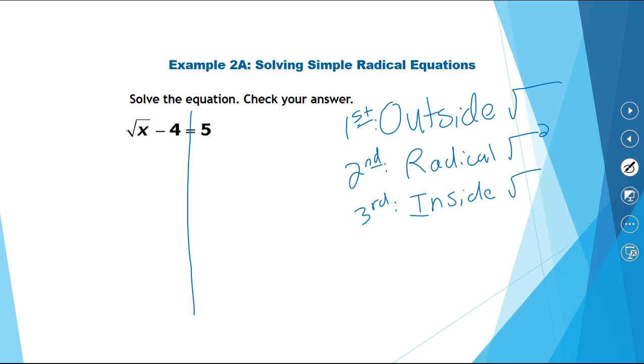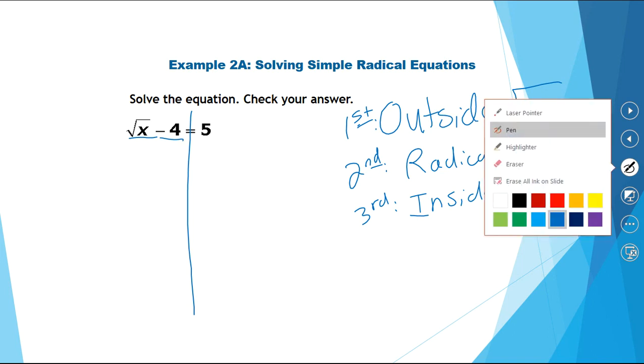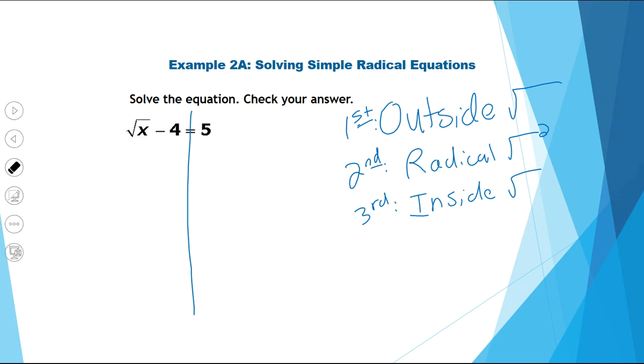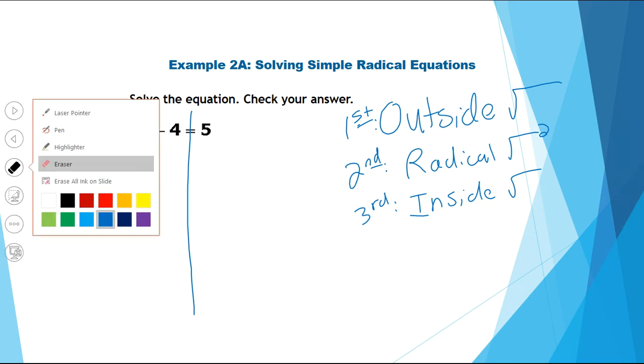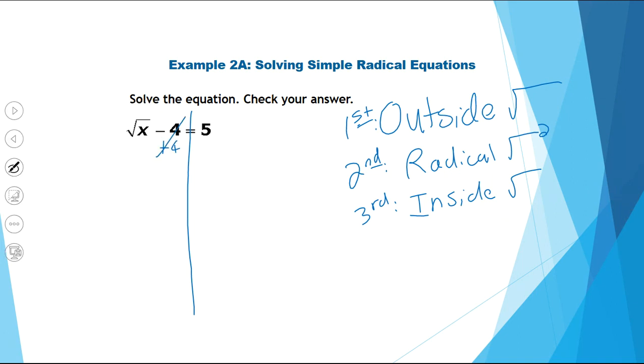So let's follow this thought process. Let's find anything that's outside the radical sign. So my radical is here, square root of x. This minus 4 is on the outside. So I'm going to have to take care of this minus 4 first. And just like anything else, if I'm subtracting 4 and I want to remove that, I will have to add 4 to remove it. But of course, if I do that to the left, I have to do it to the right. So that'll leave me with just the square root of x equal to 9.